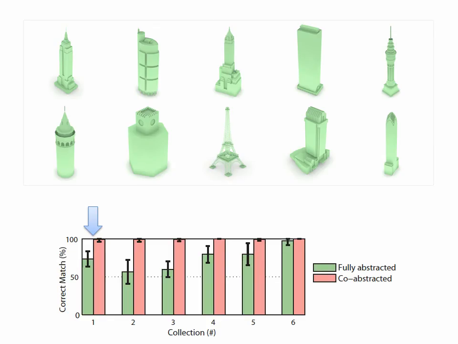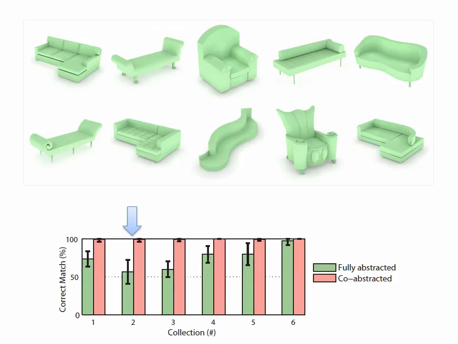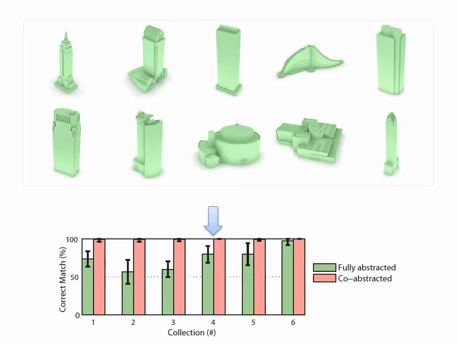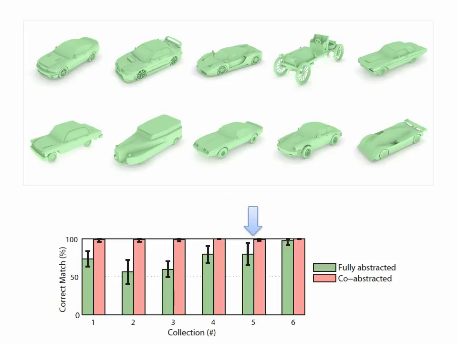The results of the first part show that co-abstracted models can be matched more accurately as well as faster compared to the fully abstracted models. This difference is even more significant for models that share similar base structures, as the full abstractions of such models become difficult to distinguish.